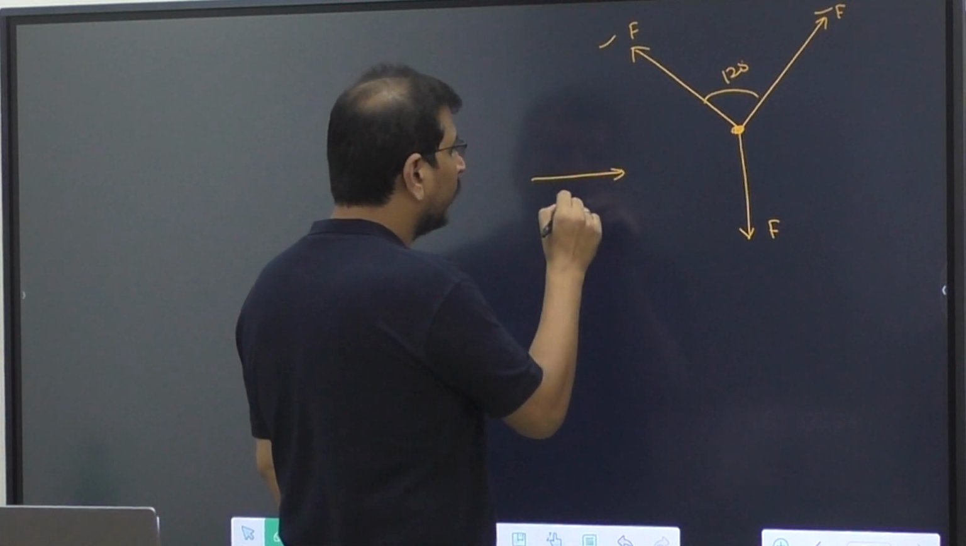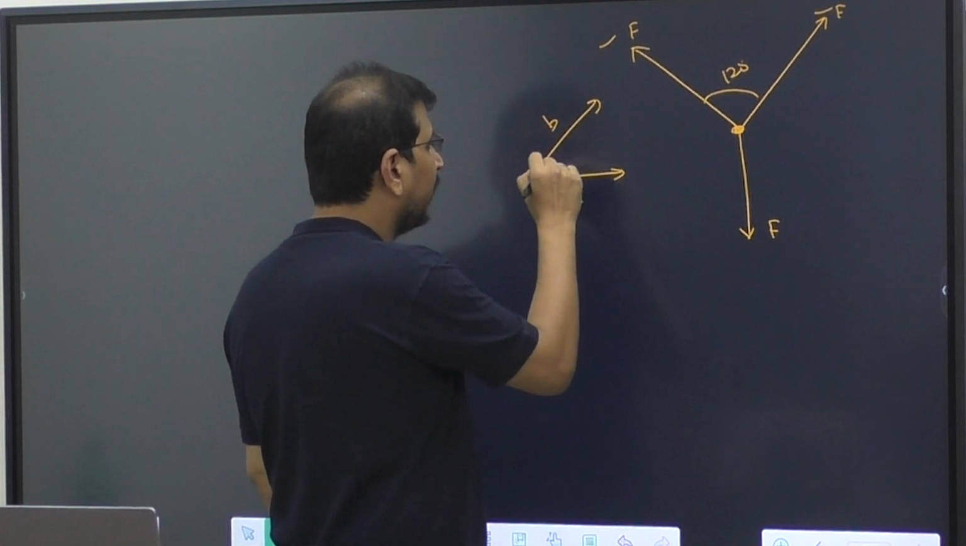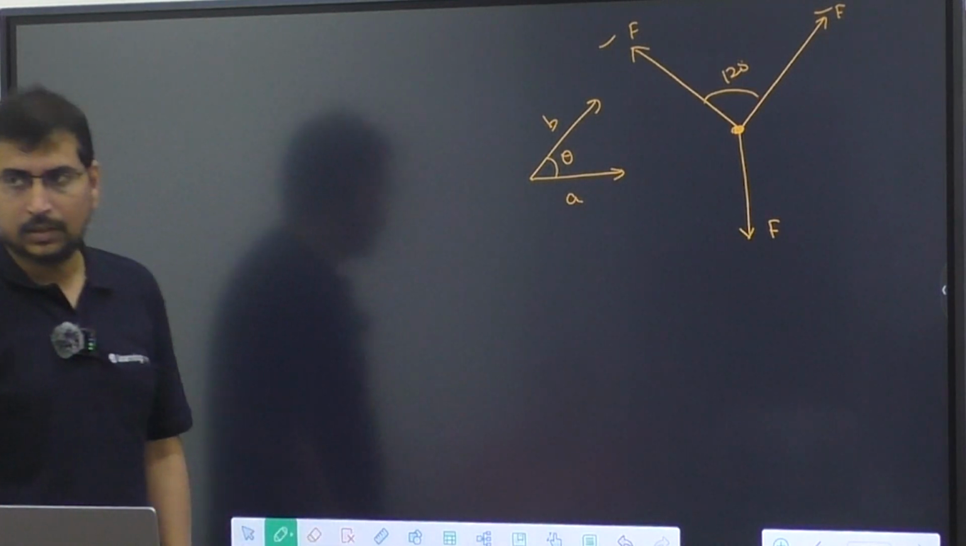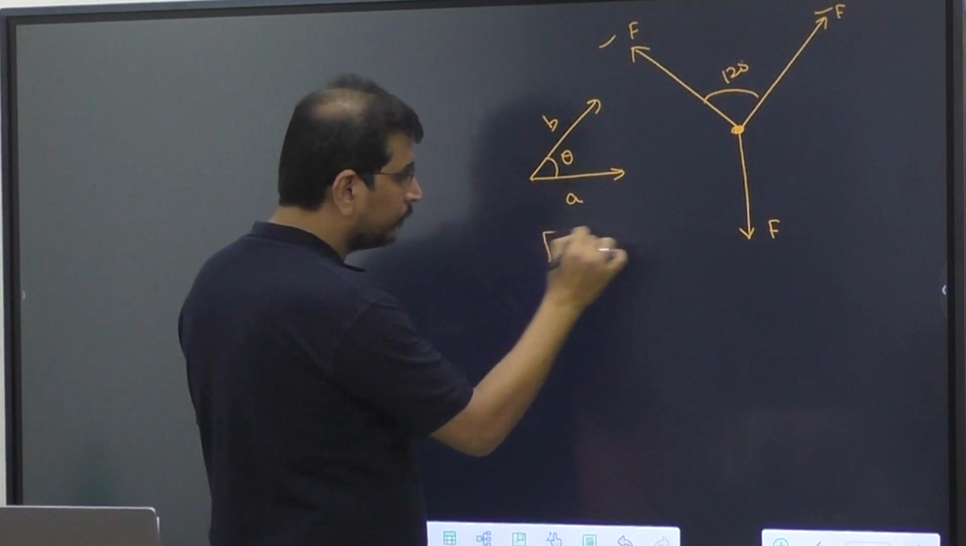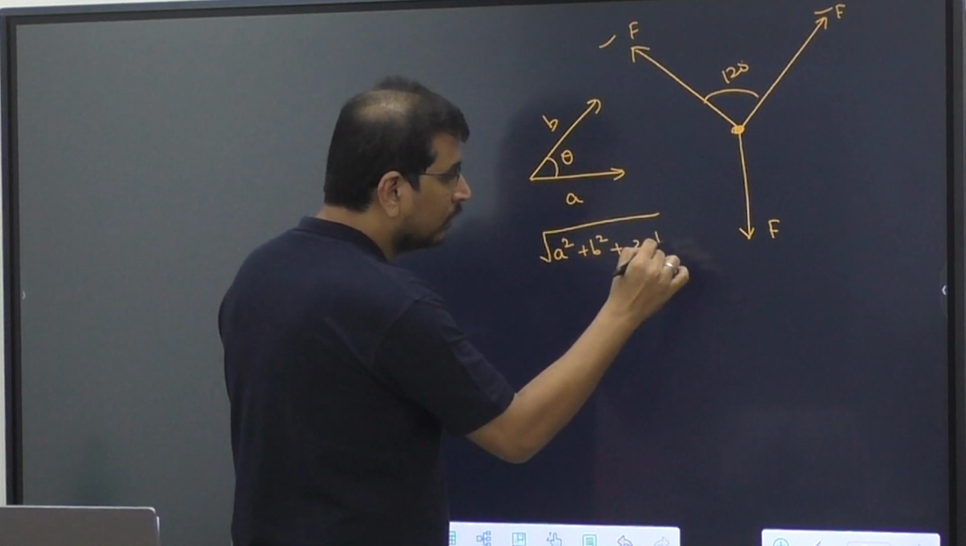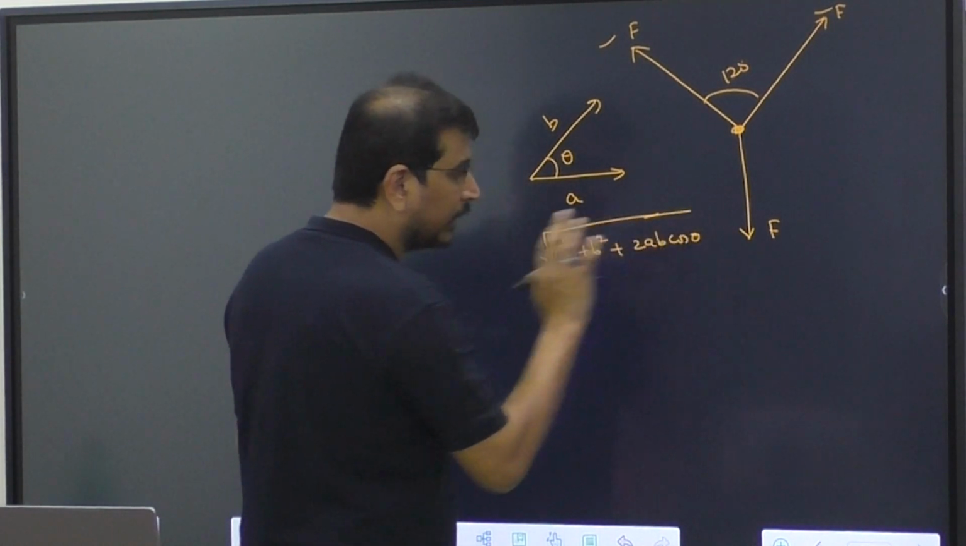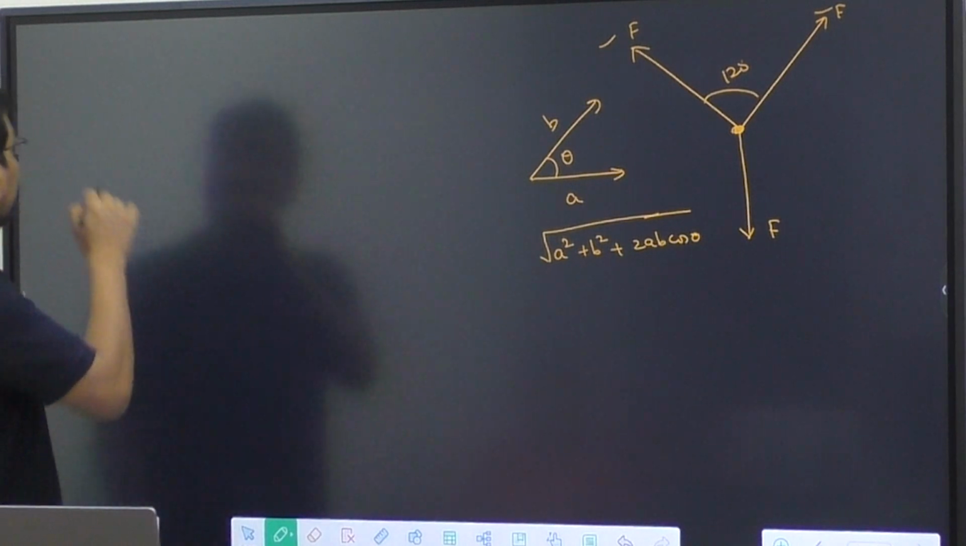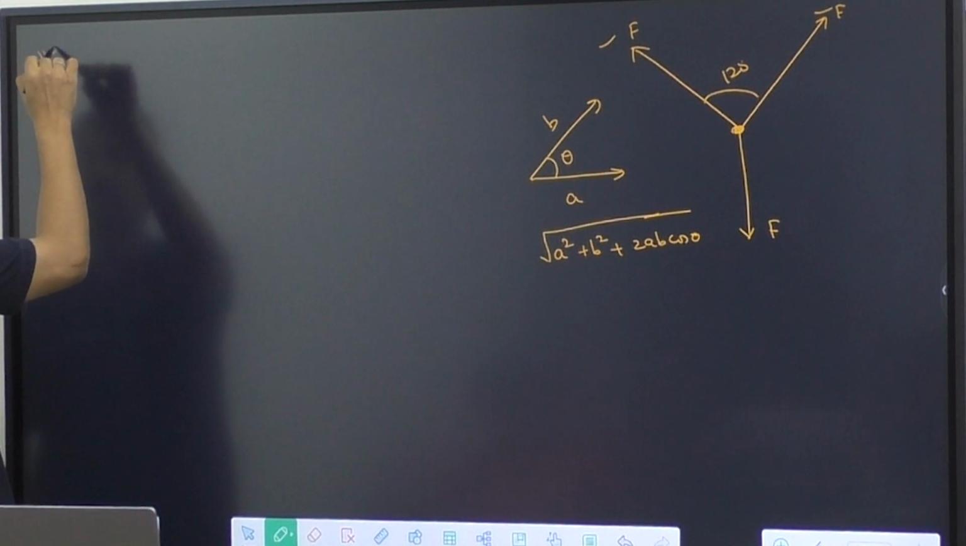If I have one vector A like this and another vector B like this, and the angle between them is theta, then the resultant is the root of A square plus B square plus 2AB cos theta. So this is actually an alternate.